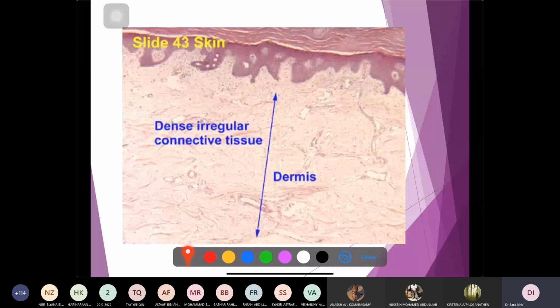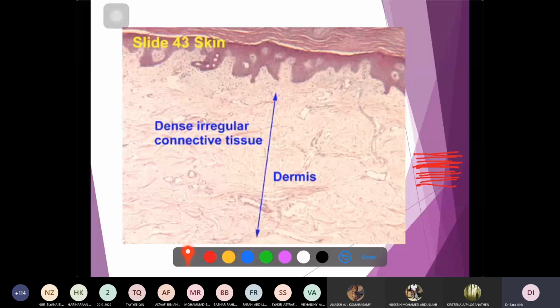So this is what a dense irregular connective tissue will look like. You have a lot of fibers. You can see all the fibers, but they are arranged haphazardly. There's no nice organization. Sometimes if we look at fibers that are arranged, you can have a very nice organization like that. But this one, you don't have that.